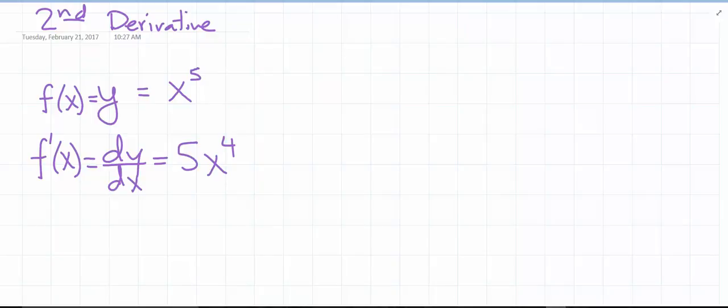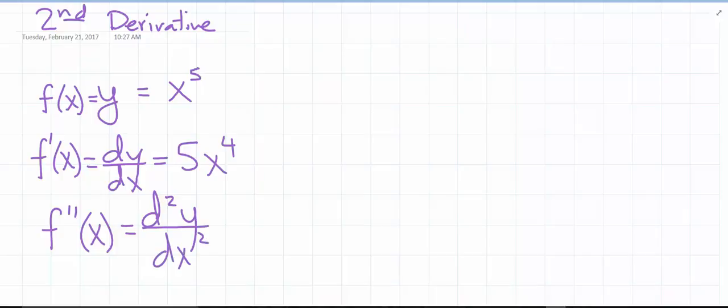So just a couple of notations. Now, for the second derivative, remember we can do a double prime. And this is the way it's going to look with Leibniz notation. It's going to be d with a little 2 up here and a y there. And down here, a dx with a little 2 up there.